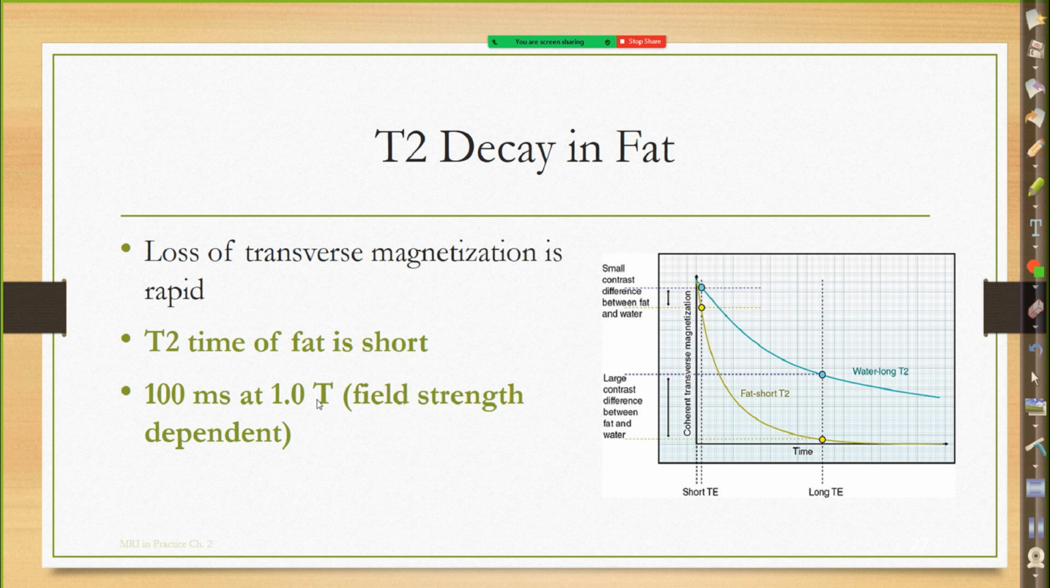And at a 1 Tesla magnet, it's even quicker than its recovery time, 100 milliseconds. So as we can see, fat, with this yellow slope line, hits that 37% threshold at 100 milliseconds, very quickly.